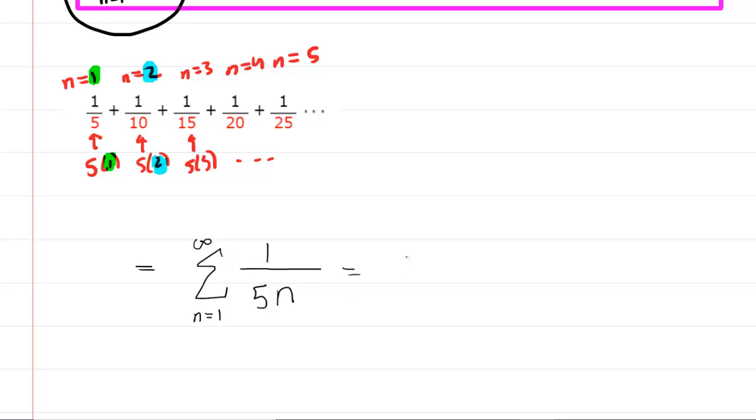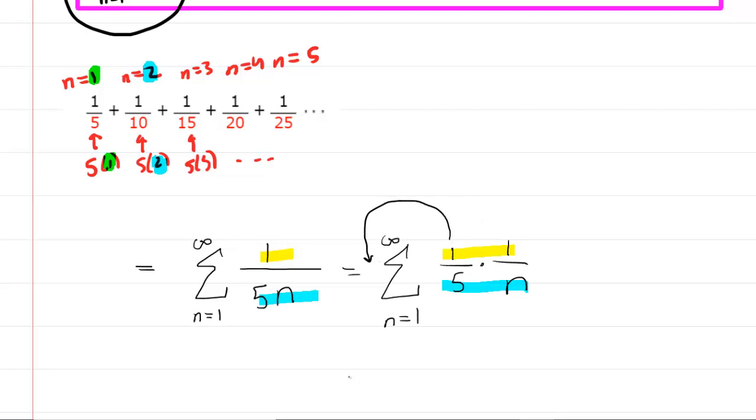Now we can rewrite this just a little bit further as 1/5 multiplied by 1 over n. Now that is valid because if you multiply the numerators, 1 times 1 is 1, and if you multiply the denominators, 5 times n is 5n, so that does work. Now notice this, we're going to factor the 1/5 to the outside of our sigma. This leaves us with the sigma from n equals 1 to infinity of 1 over n.